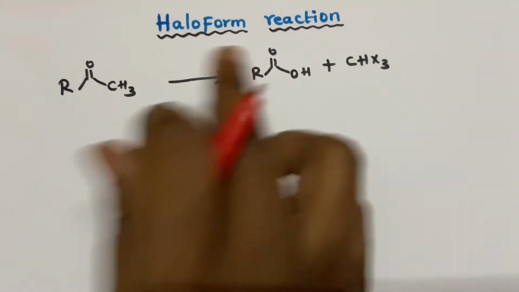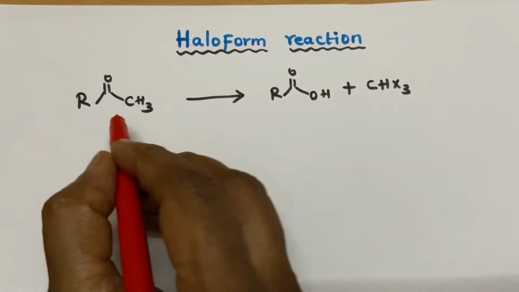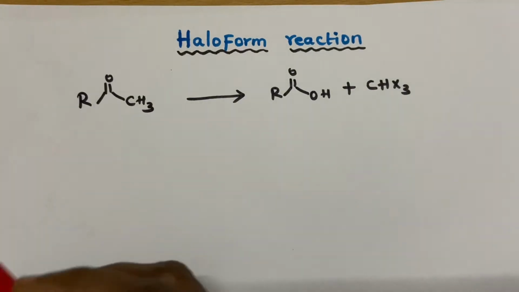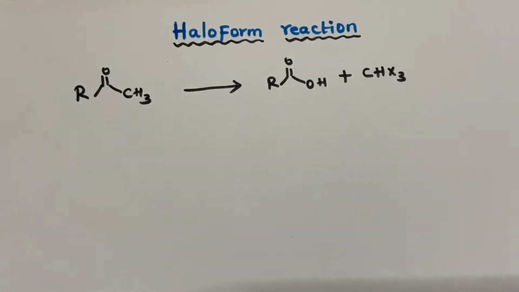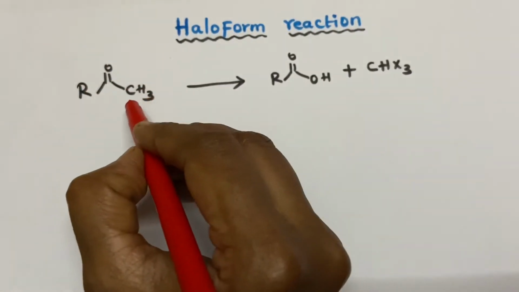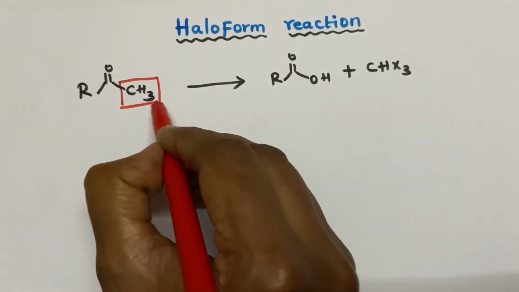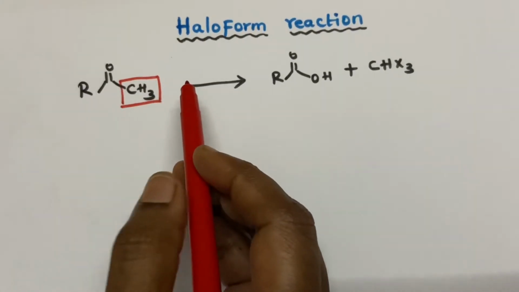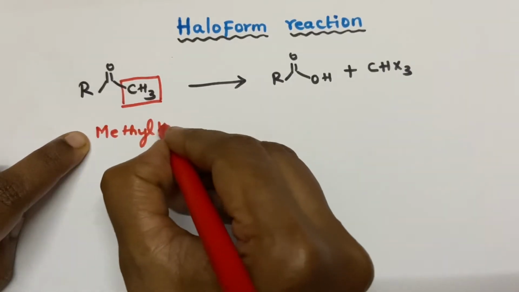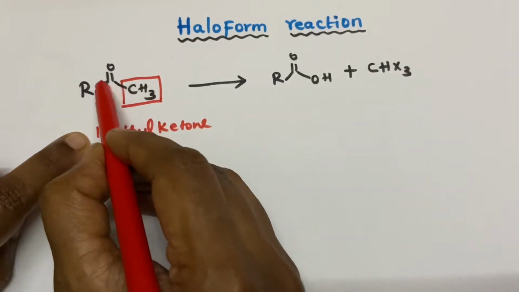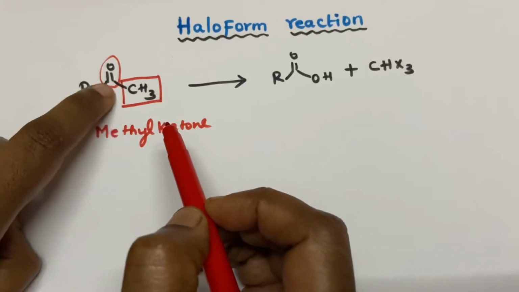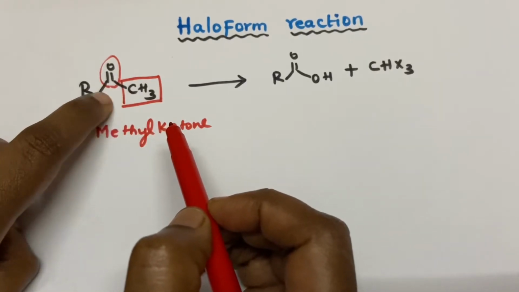So haloform reaction, you would have learned that methyl ketones, when treated with halogen and sodium hydroxide, you will get the corresponding carboxylic acid, and this is your haloform. So what is happening ultimately? This is your methyl ketone. What is the main ingredient for haloform reaction? Methyl ketones. You need a carbonyl group, and then a methyl group directly attached to the carbonyl group.